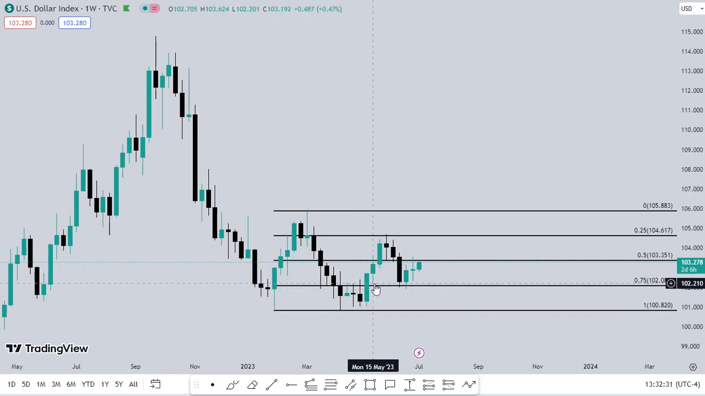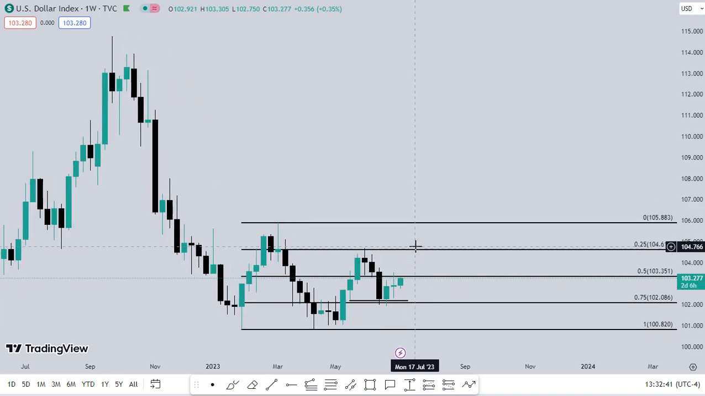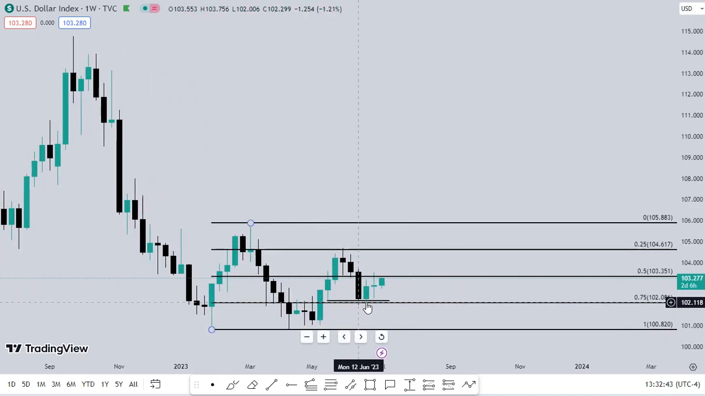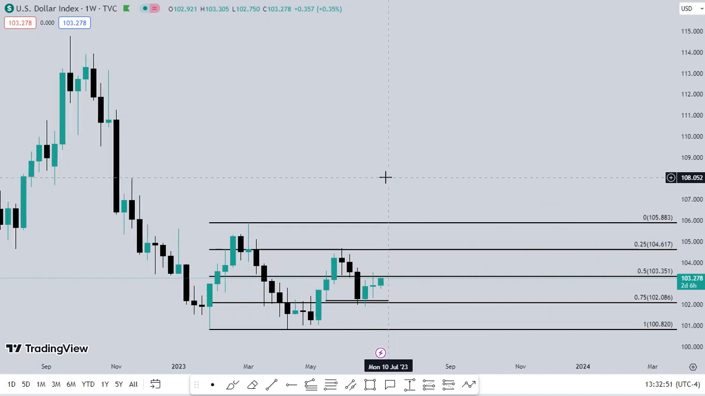So we tagged this and we took liquidity from this low. This is the liquidity below that, and we tagged this weekly order block. So we should expect support on this level and upside. Once price manages to get above this mid-range, we should target this level and this range high.